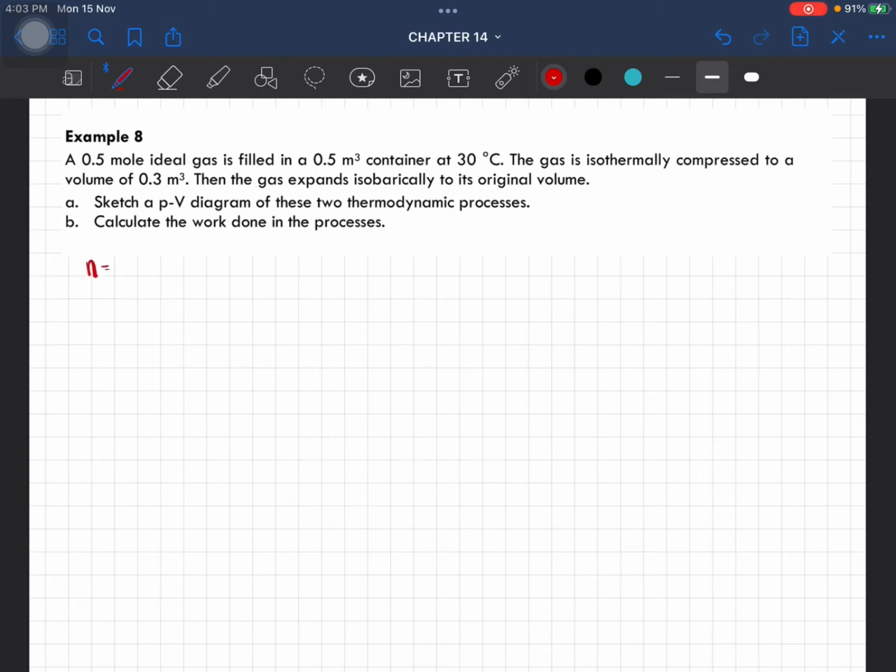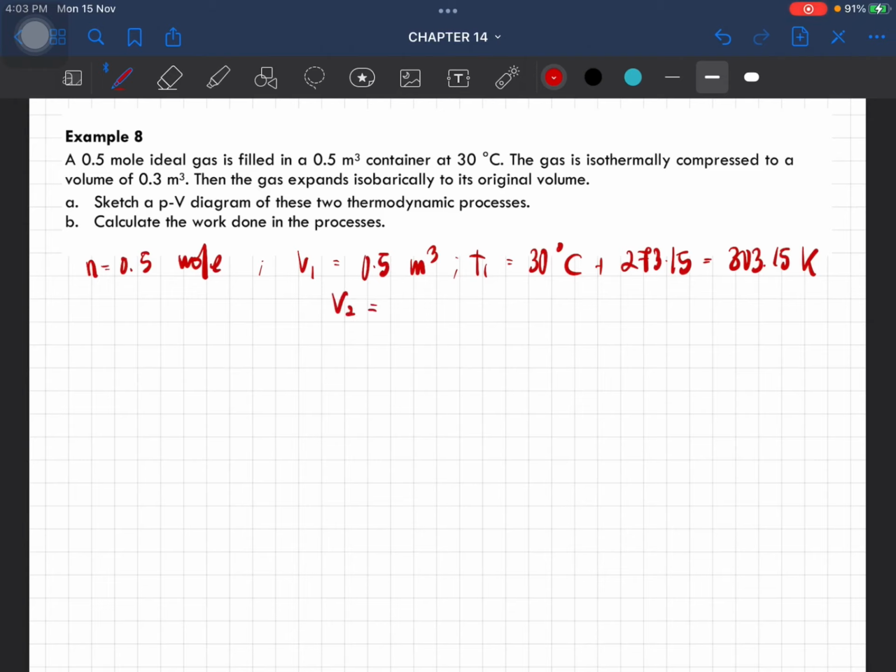So given is the number of moles, and then we have V1 is 0.5 cubic meter, and the initial temperature is 30 degrees Celsius plus 273.15, you'll get 303.15 Kelvin. And then also the second volume, which is 0.3 cubic meter.